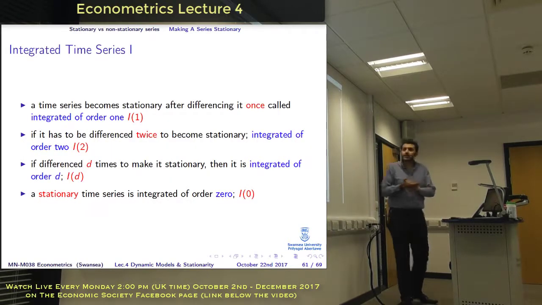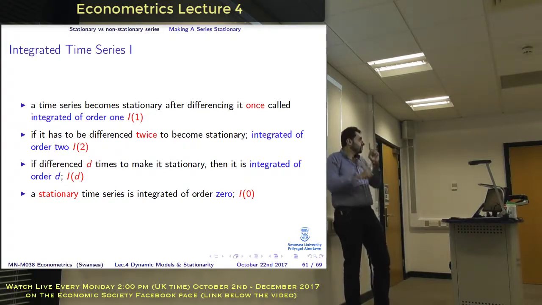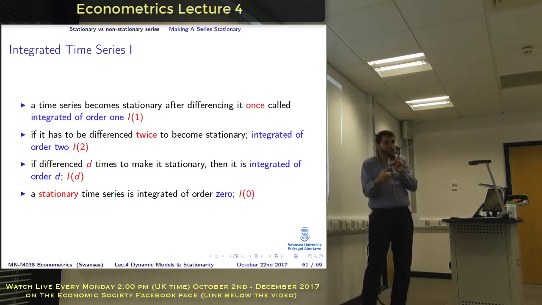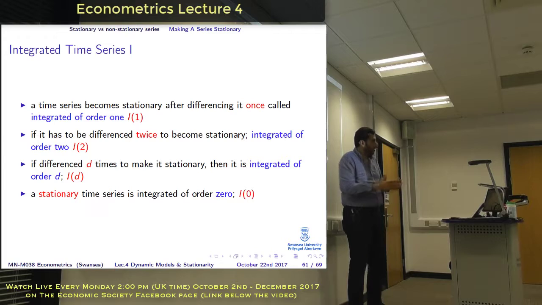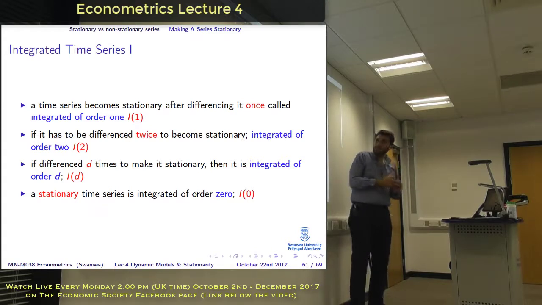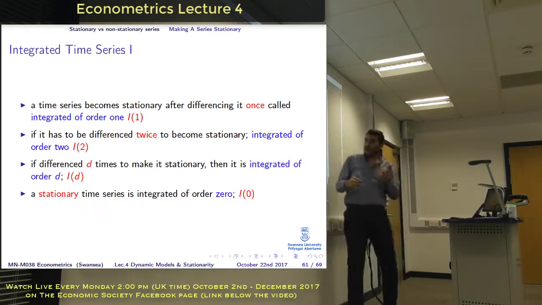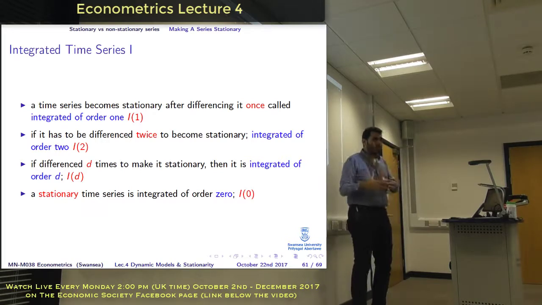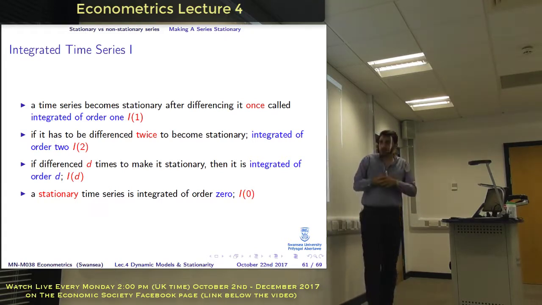If a series becomes stationary after differencing it once, that means it is integrated of order 1, because you difference it only once to become stationary. So it was a non-stationary series, then you take the first difference, then it became stationary. That means it's integrated of order 1. If it has to be differenced twice to become stationary, you take the first difference and then you difference again, or you take the second difference. That means it is I2, integrated of order 2.